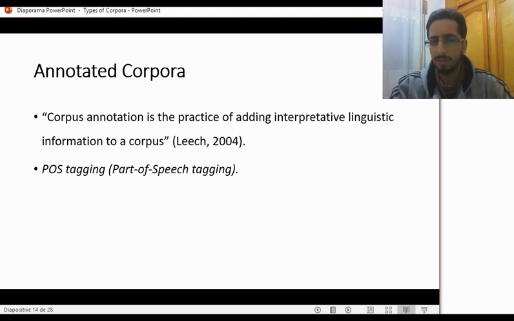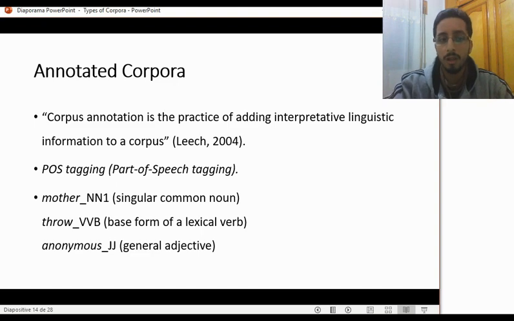Now, how does this happen? How can we do that? Well, it looks something like this. You have a word, and to each word you assign a certain POS tag. For instance, the word mother is assigned the POS tag NN1, which means singular common noun. The word throw is tagged with VVB, which means base form of lexical verb. And anonymous is tagged with JJ, which means general adjective.